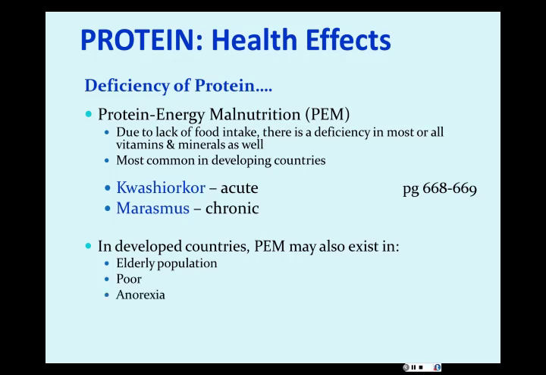Anorexia, those struggling with the eating disorder, where ultimately it's more of a form of self-starvation, not allowing themselves to eat the calories or protein they need. They become very malnourished, and we see PEM in individuals that are struggling with anorexia.